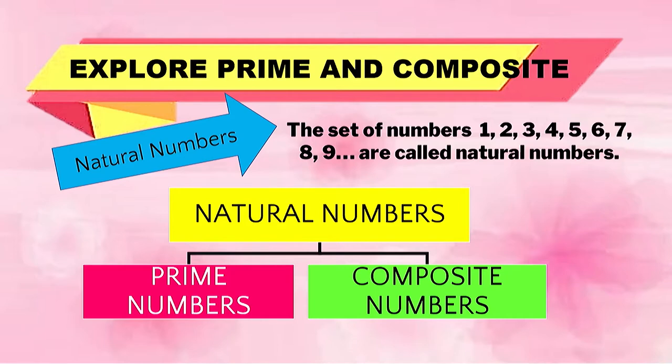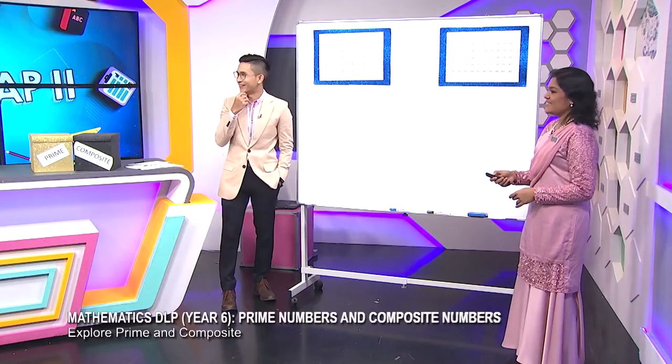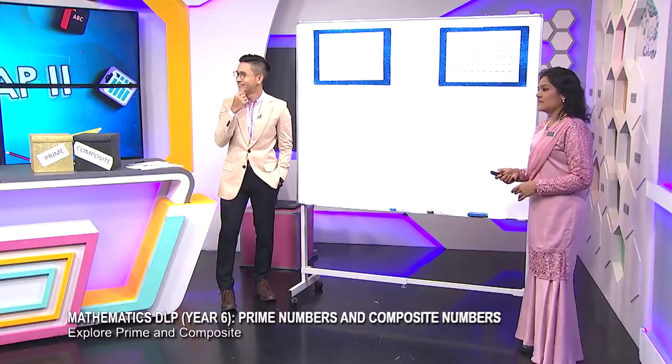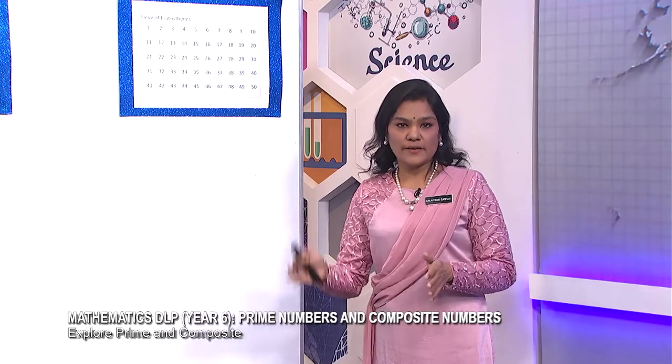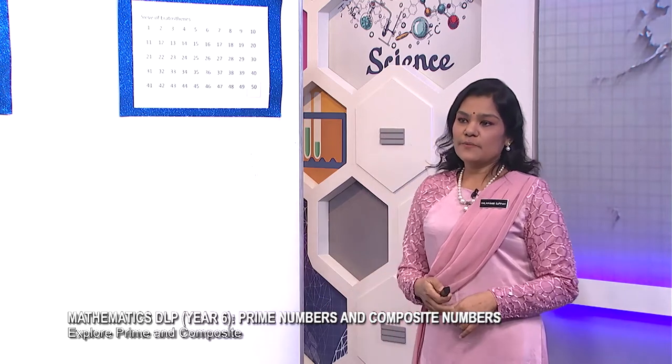So this is what we're going to learn today, right, teacher? Yes. And how to get rid of the prime numbers from the number set. Today our focus is from number 1 to 100 only, kids. So explore prime and composite.